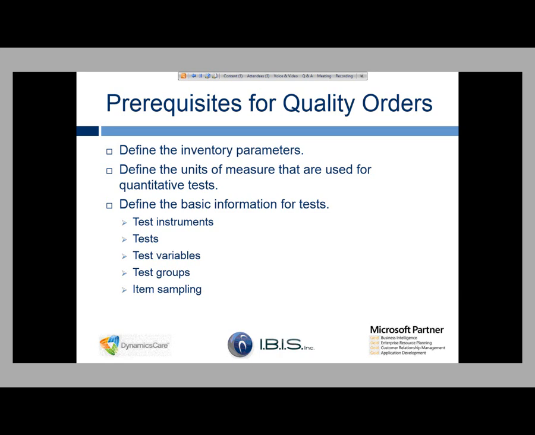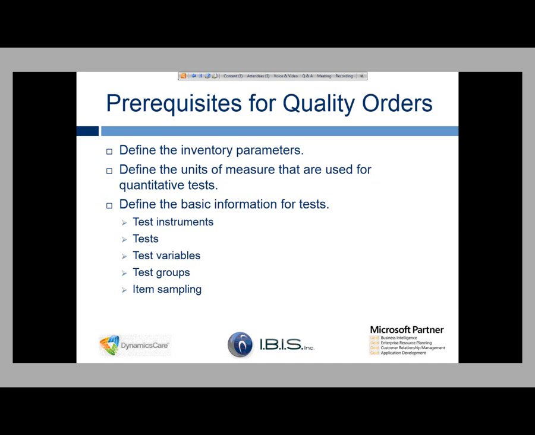In AX, in order to create quality orders, you first need to define your inventory parameters. You need to define units of measure, and you'll need to define basic information for tests such as test instruments, the tests themselves, test variables, test groups, and item sampling.